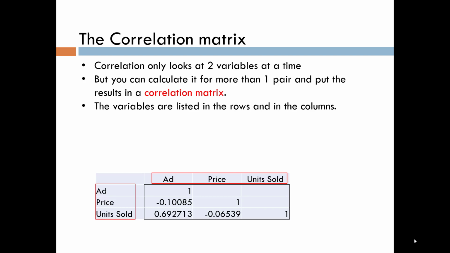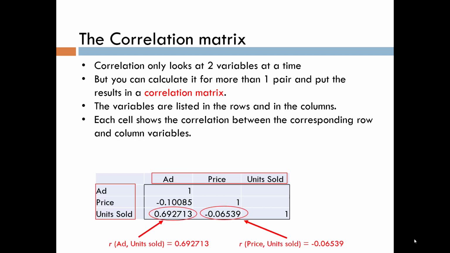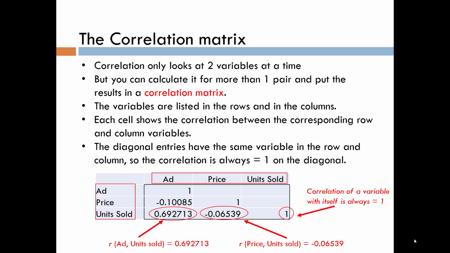The variables are listed in the rows and again in the columns. In each cell, you'll see the correlation between the row and column variables for that cell. For example, the correlation between add and units sold is shown in the first column and third row and is 0.6927. The correlation between price and units sold, column 2 and row 3, is minus 0.065, as we've seen before. Lastly, the correlation in the diagonal cells is always equal to 1, because those cells show the correlation between row and column variables, and these are the same variable. So the correlation of a variable with itself is always equal to 1.